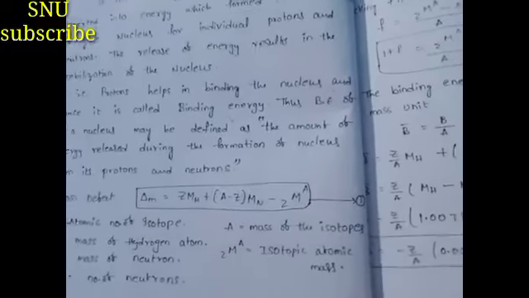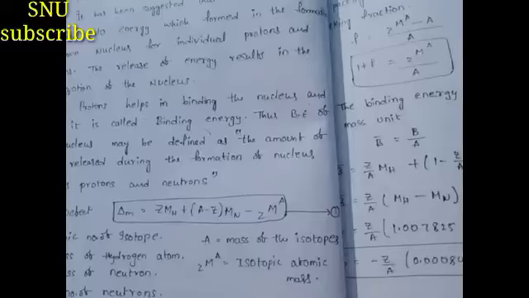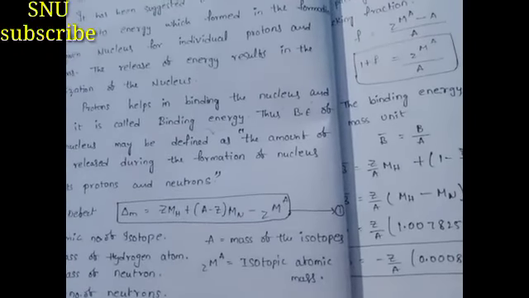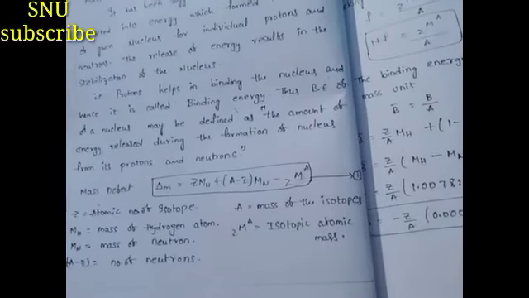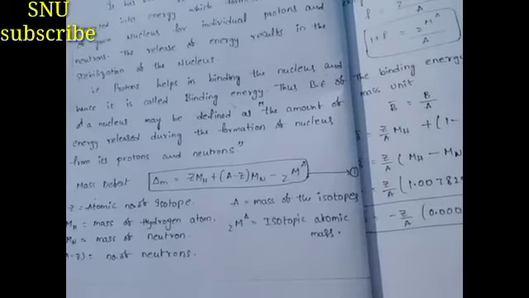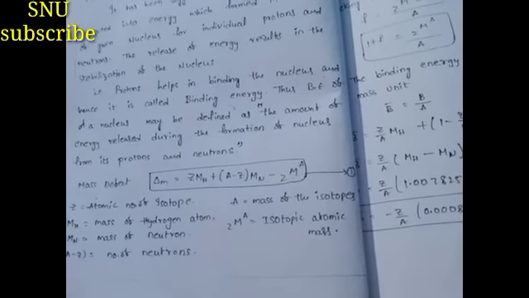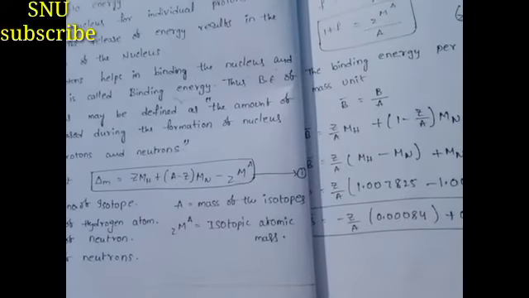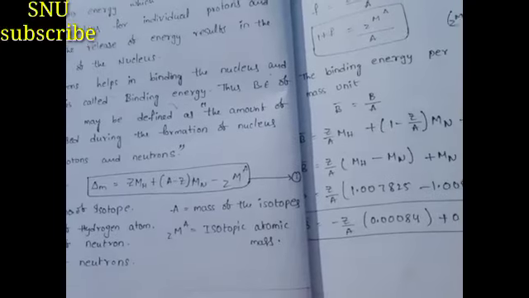Mass defect, delta M, is equal to ZMH plus (A minus Z)MN minus ZMA. This is equation 1. Z is equal to the atomic number of the isotope. MH is equal to the mass of the hydrogen atom. MN is equal to the mass of the neutron. A minus Z is equal to the number of neutrons. A is equal to the mass number of the isotope. ZMA is equal to the isotopic atomic mass.